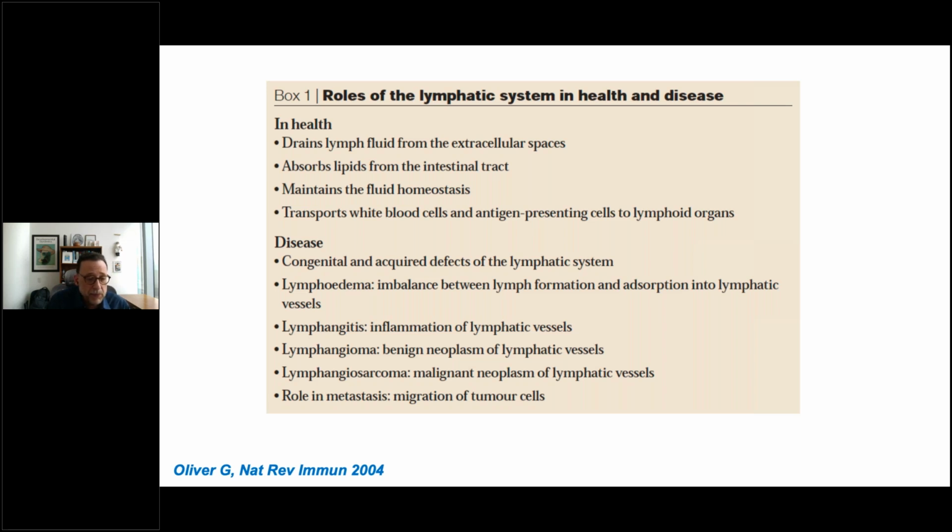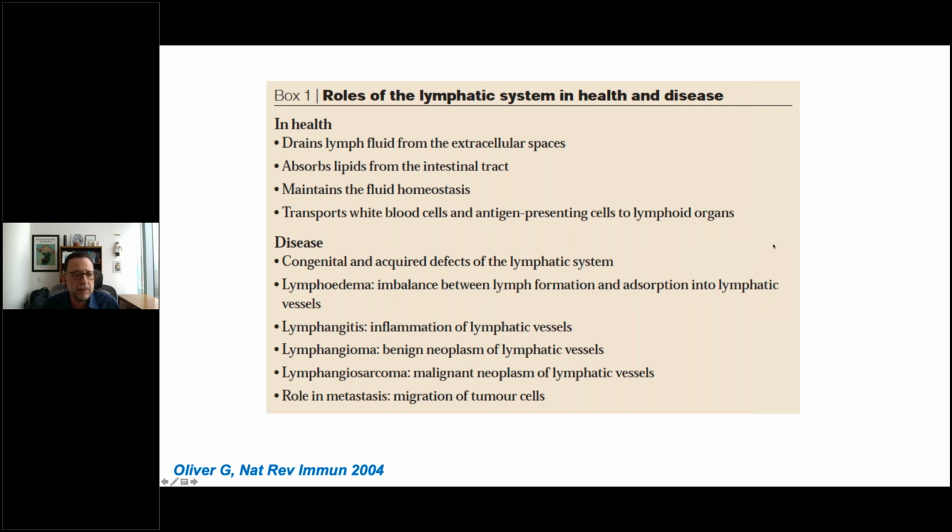And this has been pretty much the same until, I would say, 5 years ago, and I will show you in a minute how this has changed. But even in medical textbooks, this has been the dogma of what lymphatics do. Basically, lymphatics are considered a sewer system that drains lymph fluid from the extracellular spaces. They are critical to absorb lipid from the intestinal tract, maintain fluid homeostasis, and obviously the transport of inflammatory cells.